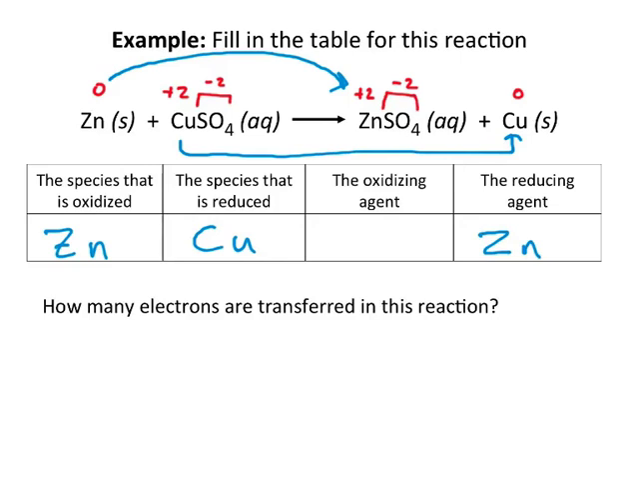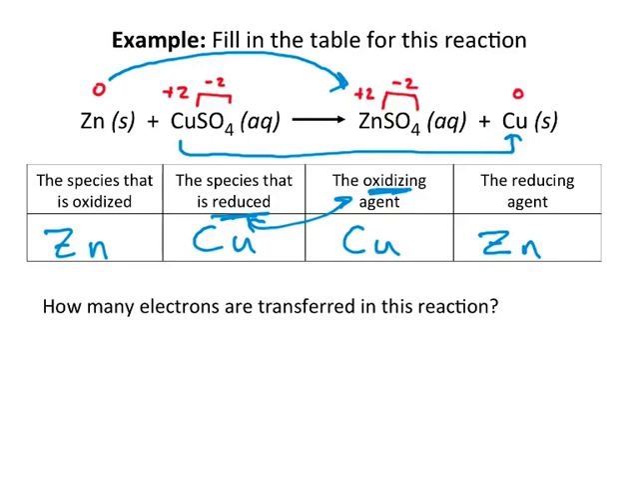So zinc goes over here. And then copper is reduced, it's the one that made the oxidization happen. And so it's the oxidizing agent. So if anything, the species that's reduced is the oxidizing agent, just switch the words for the same chemical, right? Copper's reduced, it's the oxidizing agent. Zinc is oxidized, it's the reducing agent.